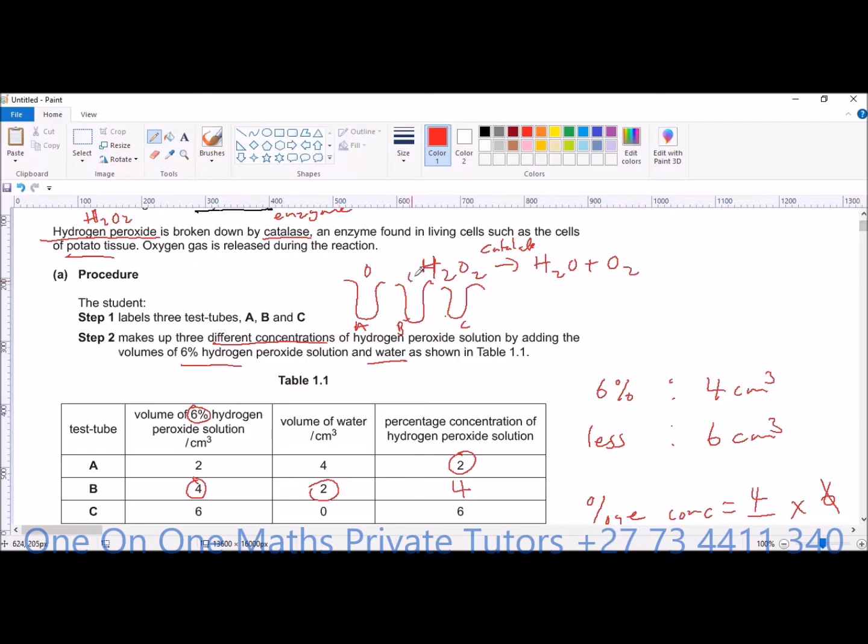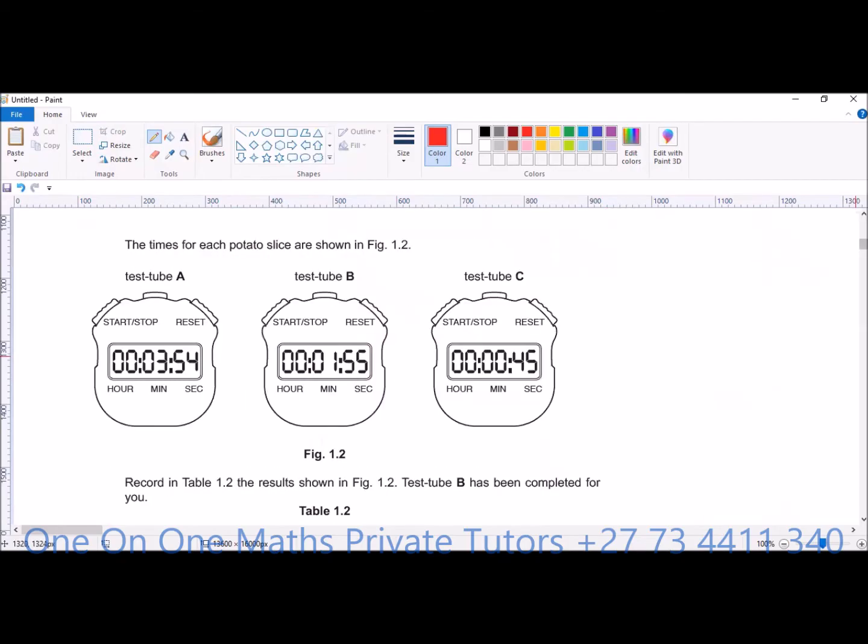3 slices are cut and they are placed into the beakers where we have different concentration. Okay, so we have our 2% here, our 4% here, and our 6%. So once we drop this, we will see this potato going to the bottom, then starting to rise to the top. The time for it to rise to the top is what we are recording. All right.